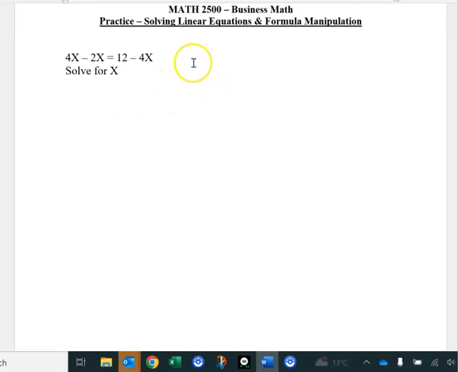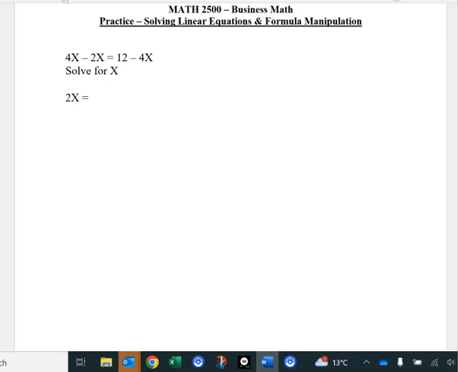Okay, so our equation is 4x minus 2x equals 12 minus 4x. Solve for x. The first thing we need to do is get all of our x's in one location. So we look at 4x minus 2x. We can put those two together. 4x minus 2x gives us 2x.